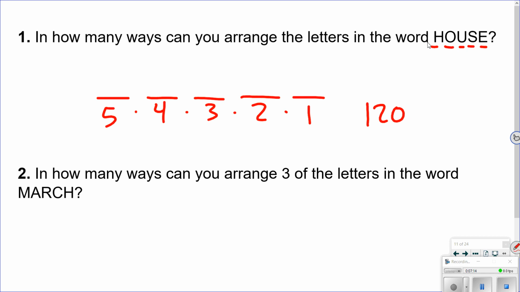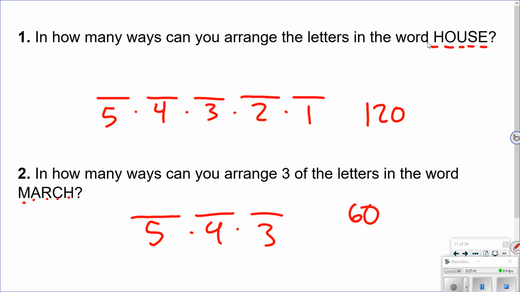Number 2 says, in how many ways can you arrange 3 letters in the word March? Okay, so we have a total of 1, 2, 3, 4, 5 letters. When I go to choose my first one, then I have 5. Second one, I have 4. Third one, I have 3. So I only have those, times those together. 5 times 4 is 20, times 3 is 60. So you'd have a total of 60 different ways you could draw out 3 of those letters. You could arrange 3 of them.